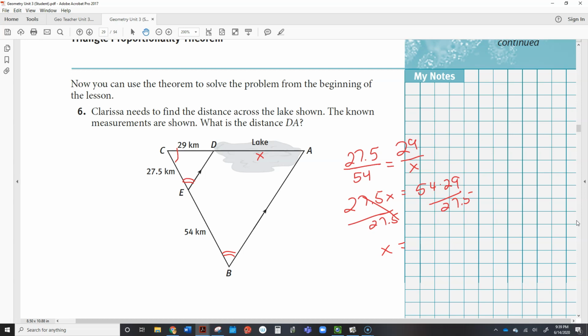That looks like it is about 56.9. Okay, so it's about 56.9 kilometers. I am so bad. I am the worst geometry teacher because I never put my units.